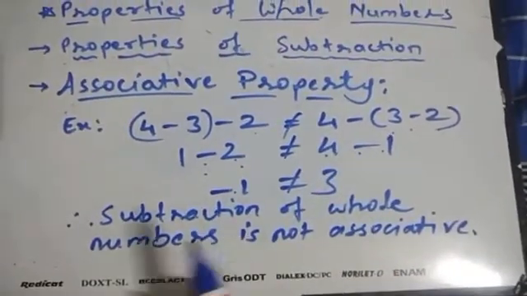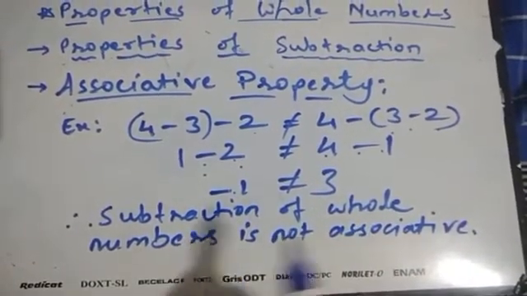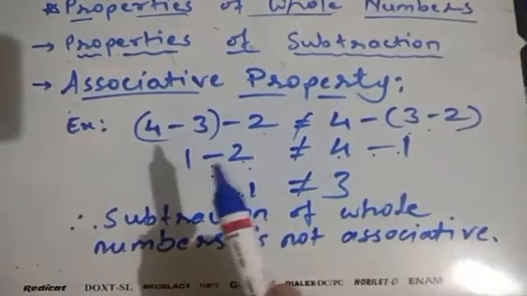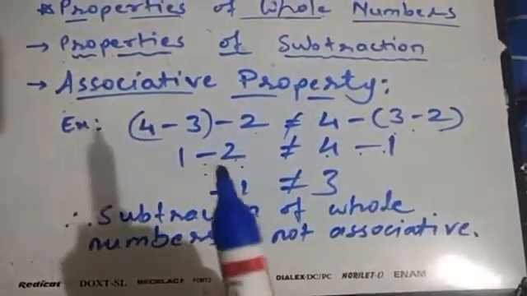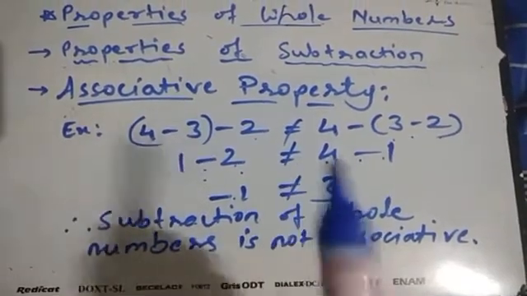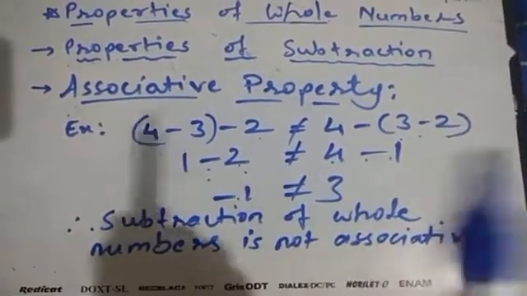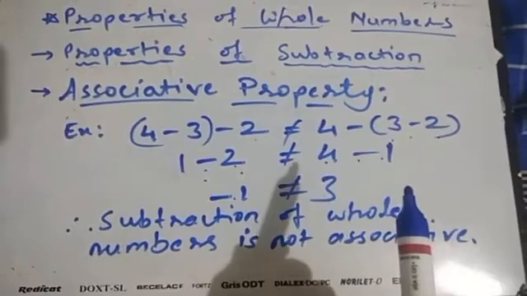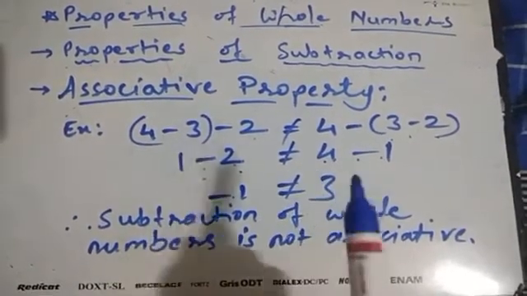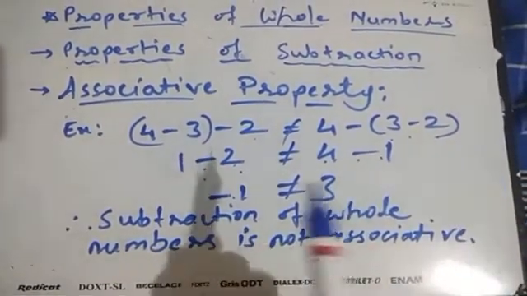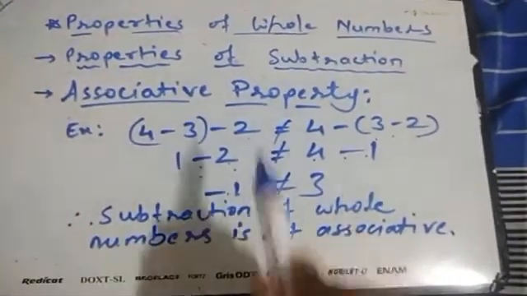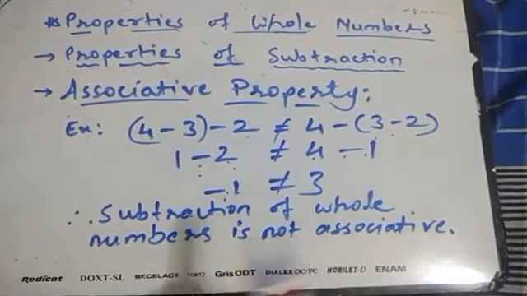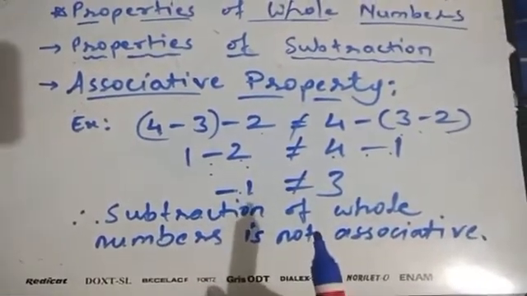Therefore what we can say, subtraction of whole numbers is not associative, because after changing the groups, the answers also change. So changing groups in subtraction is not allowed. It is allowed in addition but not in subtraction. Changing order is also not allowed in subtraction. It is allowed only in addition. Therefore by this example we can understand subtraction of whole numbers is not associative.